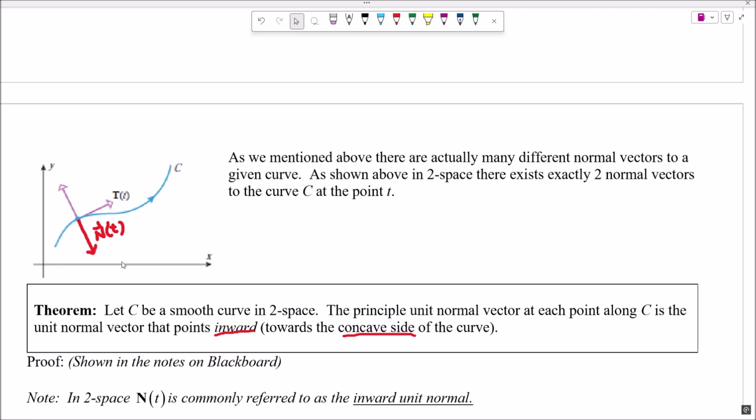In the next video, we'll take a look at our third type of vector that we're interested in working with, known as a binormal vector.